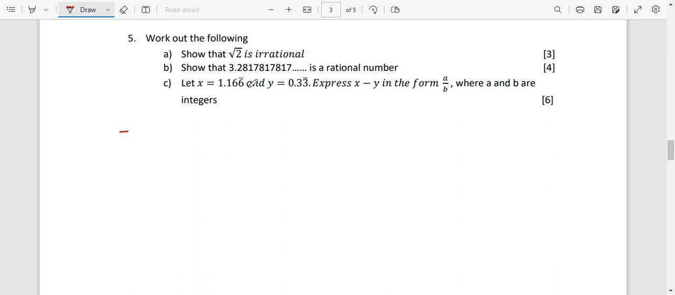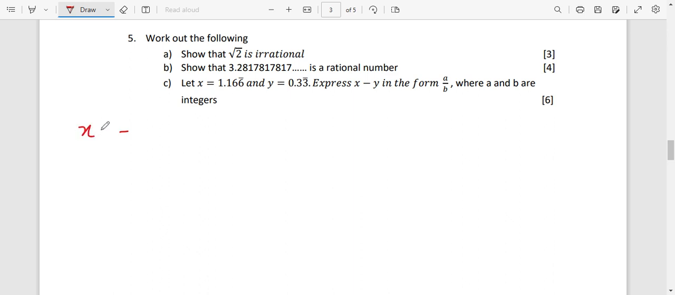So how can you subtract something with a bar on top? The first thing is expressing x and y in the form a over b, and then you subtract. Don't subtract first, okay? Because we have got bars on top.